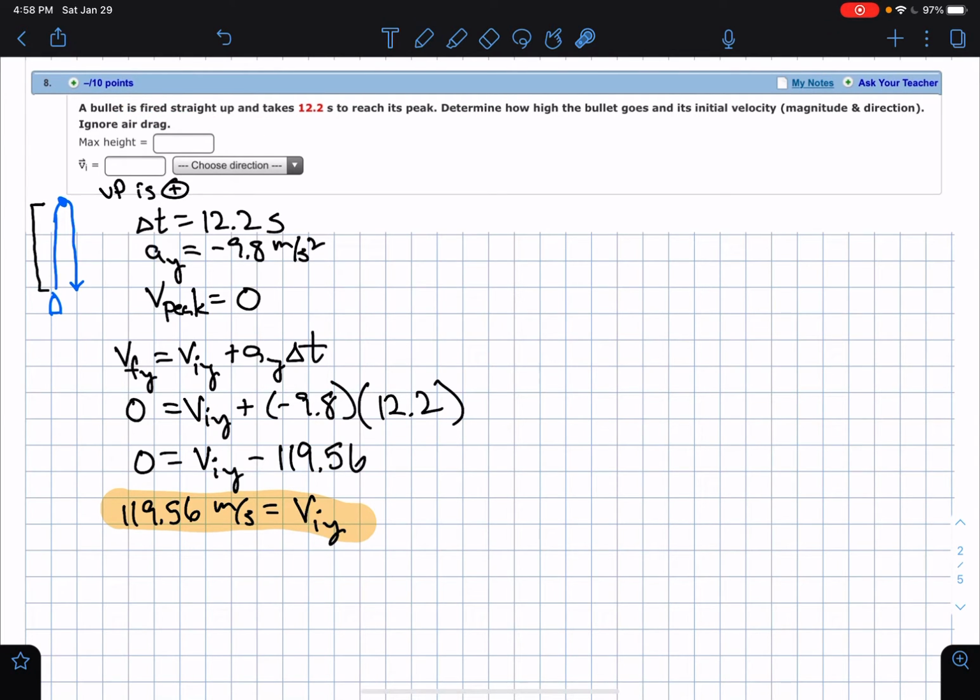Of course, we knew it was going up to begin with. We were told that, so no surprise. But if I was doing another problem, I might not know which direction it was going initially. If this came out negative, then that would tell me it was going in the negative direction initially. It just depends on the problem.